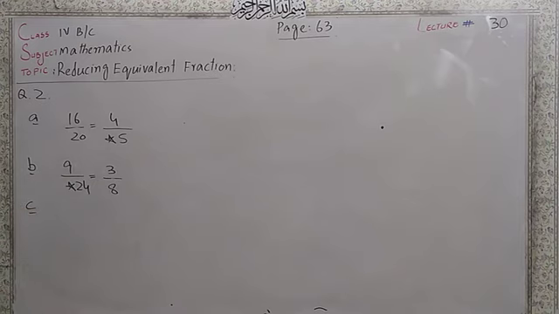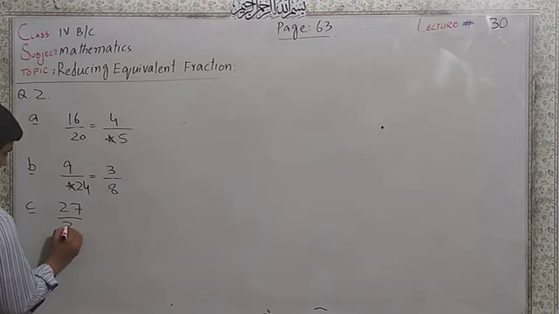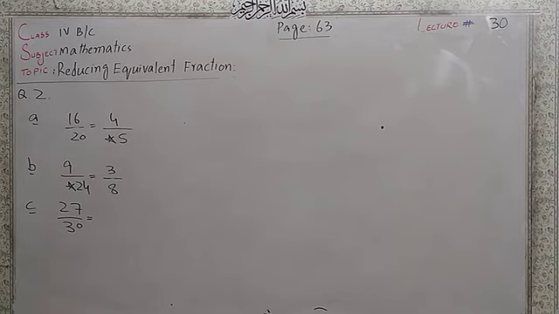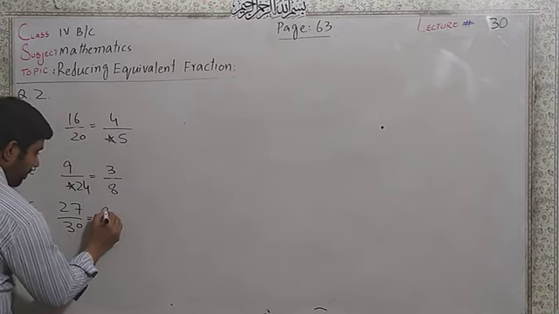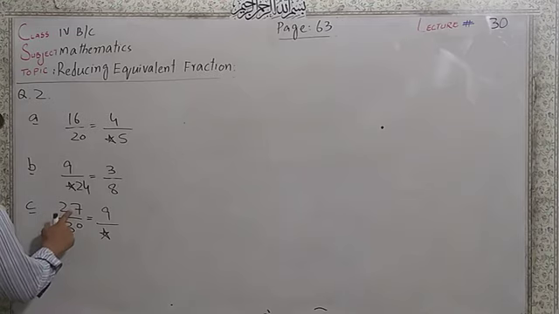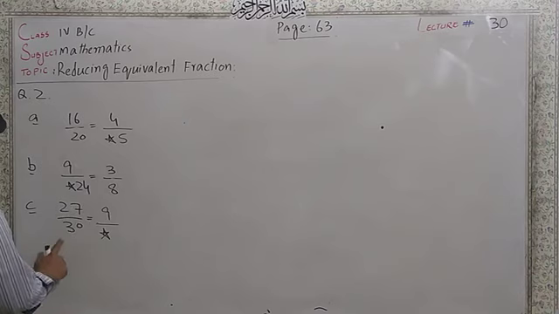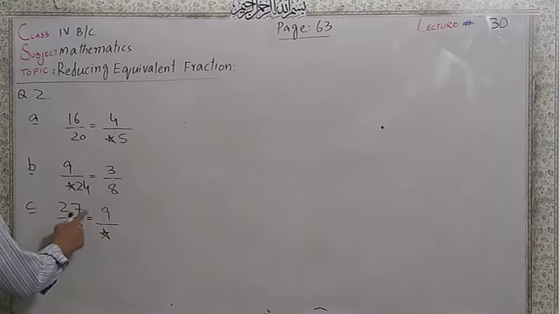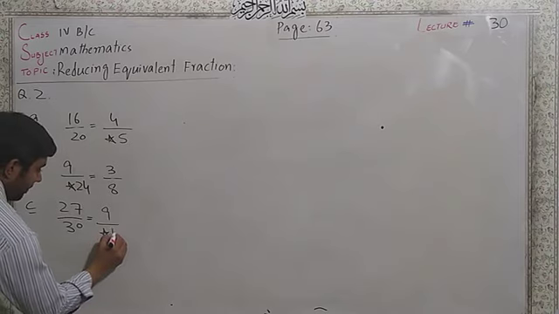In C, 27 over 30 is equal to 9 over what? Here you will see table of 9 in 27. 9 1s are 9, 9 2s are 18, 9 3s are 27. 3 times. You will also see this one. So 9 3s are 27. Table of 3. And here you will see table of 3 in 30. 10 3s are 30. 10.